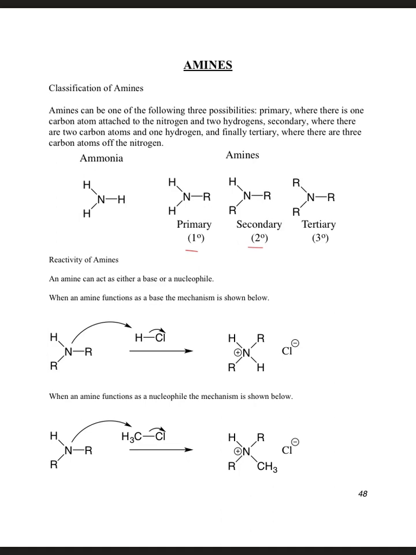So the reactivity of amines: an amine can act as a base by adding an acid to it, where it can scavenge a hydrogen off of it to form the ammonium salt. An amine can also act as a nucleophile, and nitrogen is a really good nucleophile. It can attack a carbon with a leaving group on it to form a quaternary salt.